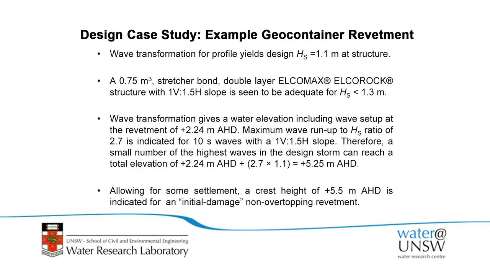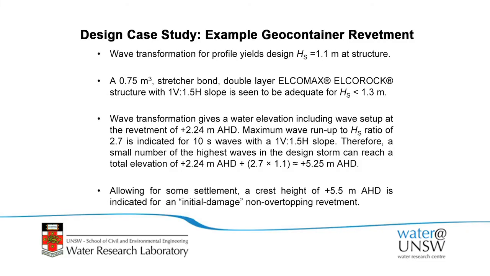So I've got an example of trying to put together all of those steps that I've shown into a case study. We use offshore waves around about 6 metres, the example I showed you earlier of the waves transforming to the shore. When we put that together for that given example, we get about a 1.1 metre wave at the structure. If we use the 0.75 cubic metre containers, 1 to 1.5 slope, the design curves show they're acceptable for a wave height up to about 1.3 metres. So those containers are stable for that given location.